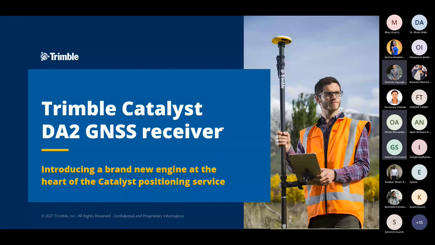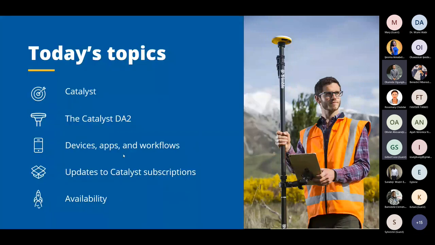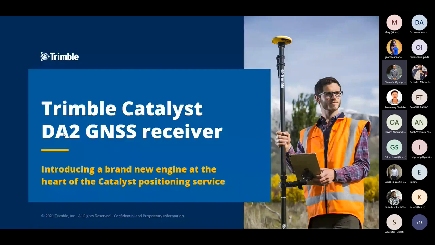So in terms of the agenda, I'll talk briefly about the Catalyst itself, the solution, the Catalyst DA2 antenna, devices, application, and workflows on how to do it. Then updates to Catalyst subscription, because we have recently improved what it can do. As you can see from my first slide, we call it a DA2 antenna because we are coming from a DA1 antenna. So this is a much more improved version of the DA1 antenna, providing more capability and more usage for the users who are collecting data.